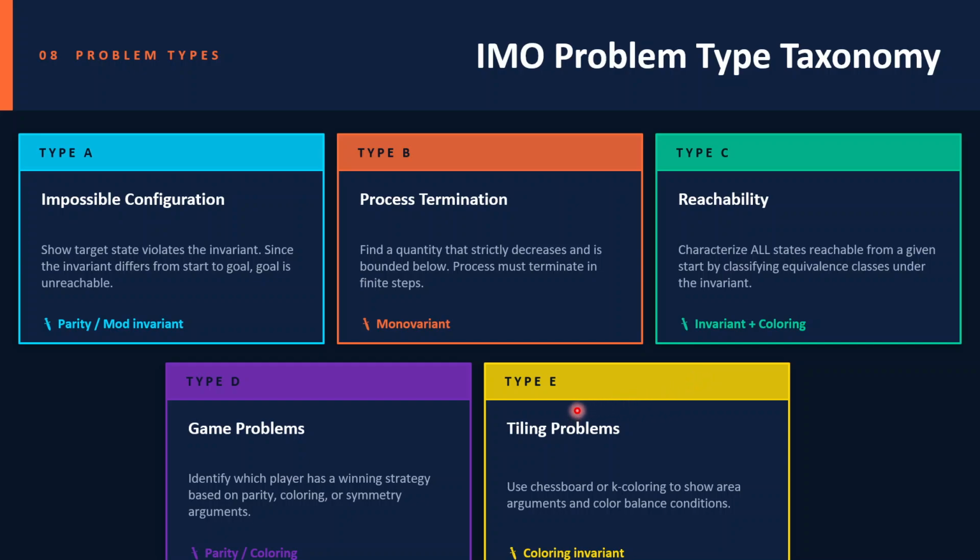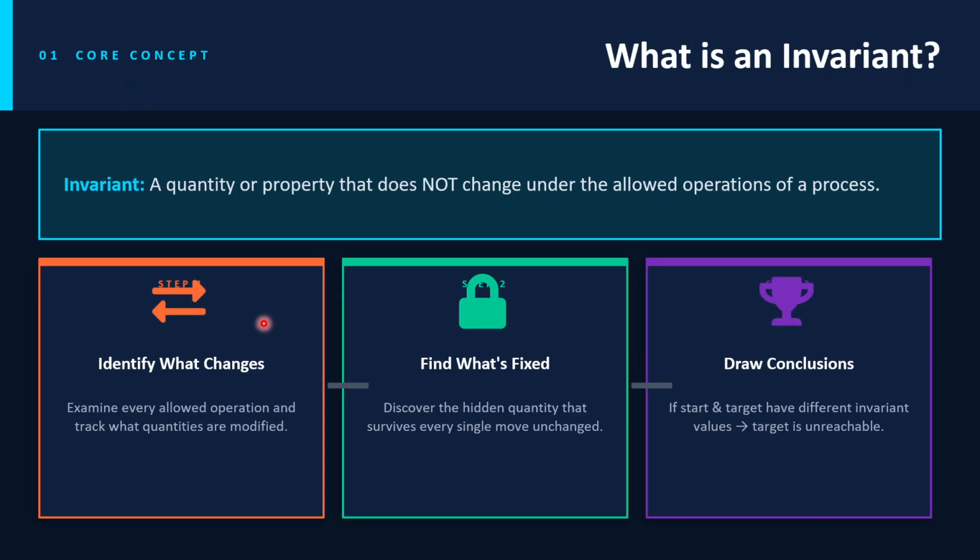So these are invariance type problems. The first type is the impossible configuration. We show target states that violate the invariant literally. Since the invariant differs from start to goal, the goal is unreachable. But it can be done, as I showed you before.